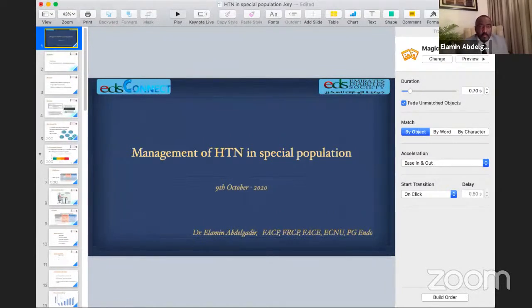What I'll be doing in the coming 20 to 25 minutes is roaming through the definition of hypertension in different populations. We'll go through the thresholds and targets of blood pressure in different patient populations. And I'll go quickly through differences in management of hypertension in special populations compared to general patients with hypertension.